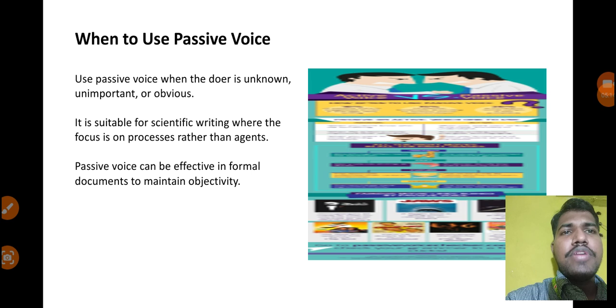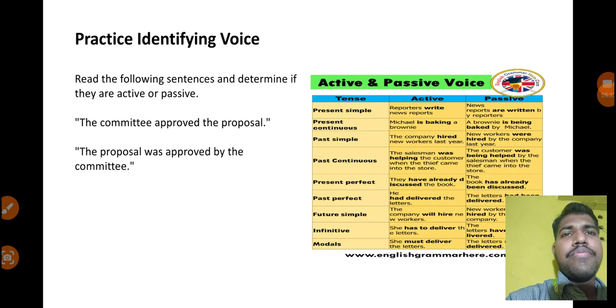When to use passive voice. Use passive voice when the doer is unimportant or obvious. It is suitable for scientific writing where the focus is on the process rather than the agents. Passive voice can be effective in formal documents to maintain objectivity.